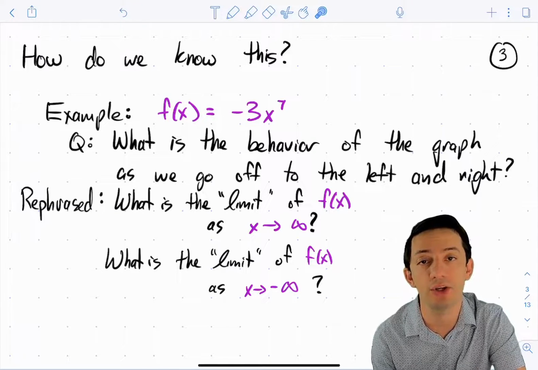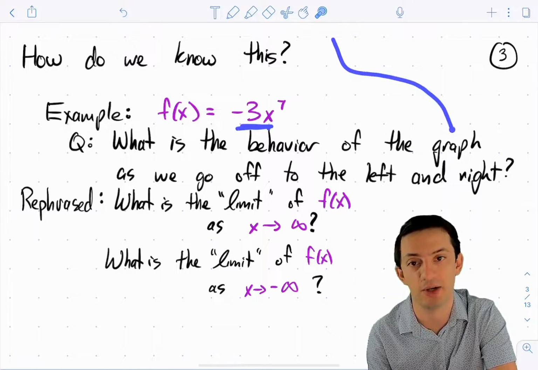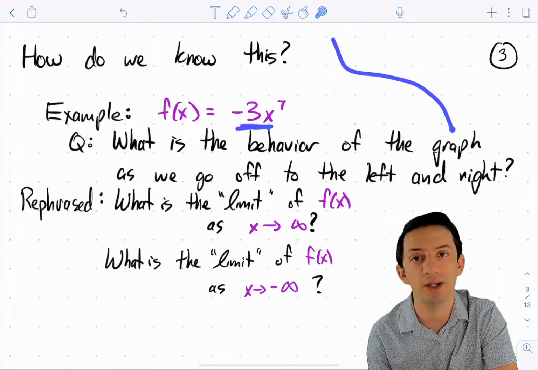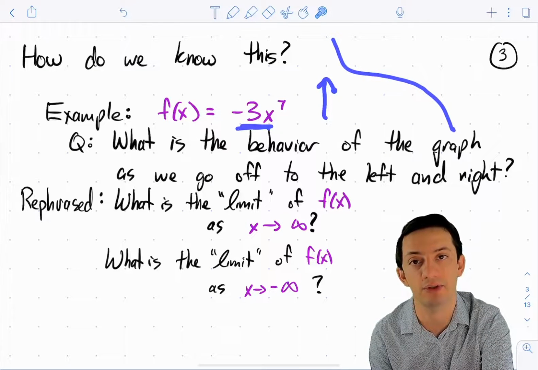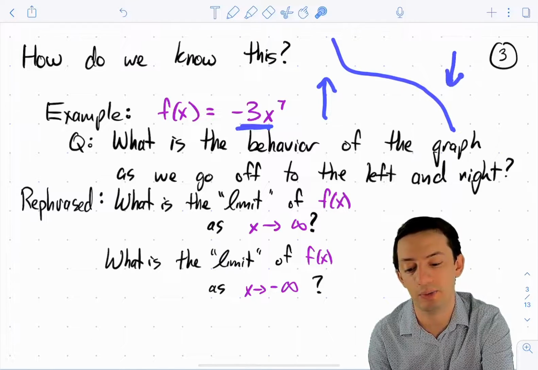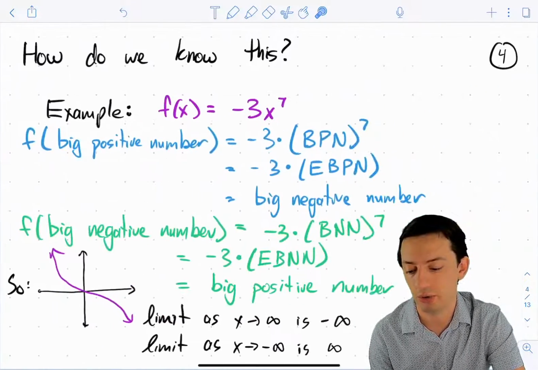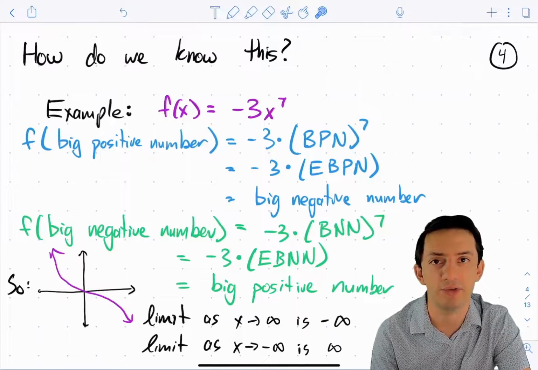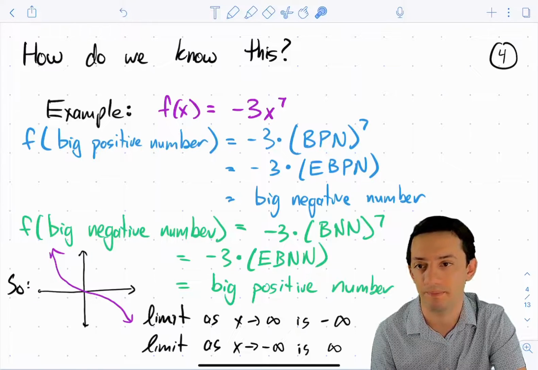So how do we know that for this particular example, as we go off really far to the left, we get positive, and then as we go to the right, we get negative? Well, we can just think about what happens on the left when we plug in really big negative numbers, and on the right when we plug in really big positive numbers. So here's a fake calculation without real numbers that should illustrate what I mean.